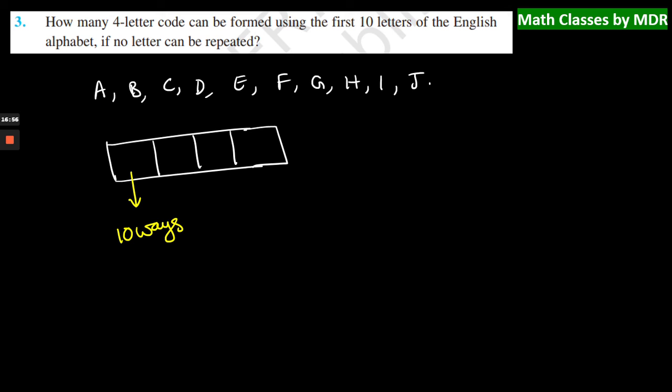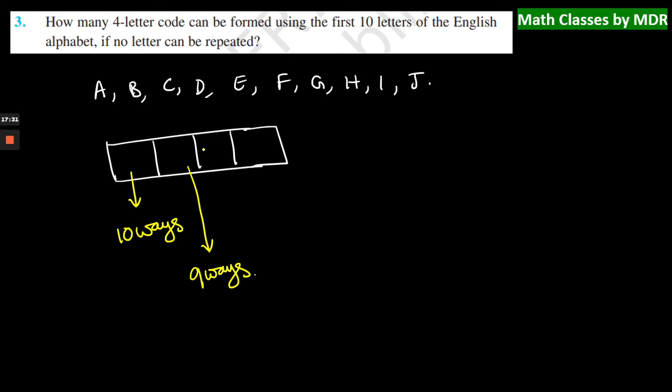Now what about the next box? How many ways can we fill it? Already I have used 1 alphabet, so how many alphabets are available? Only 9 alphabets are available, isn't it? If I have used A here, I cannot use A again because no letter can be repeated, right? If I have used B here, B shouldn't be used in the next 3 places. So now I'm trying to fill this second box, and I have only 9 alphabets available. I can fill this in 9 ways.